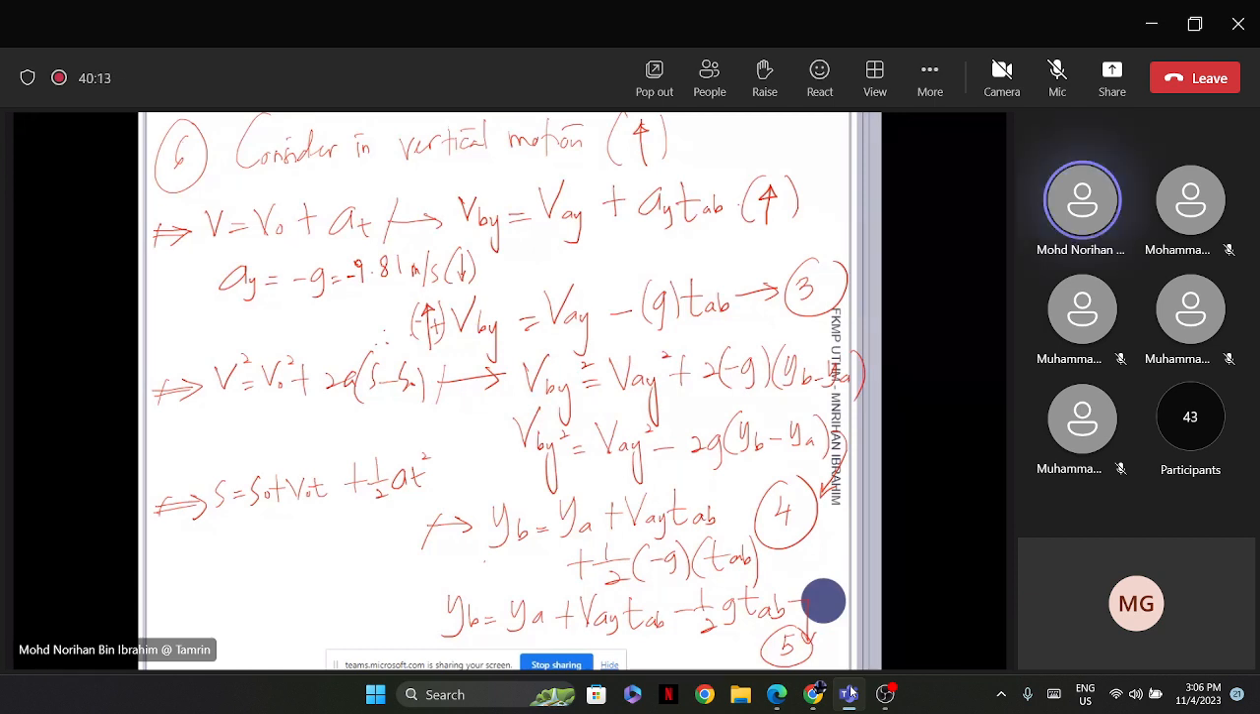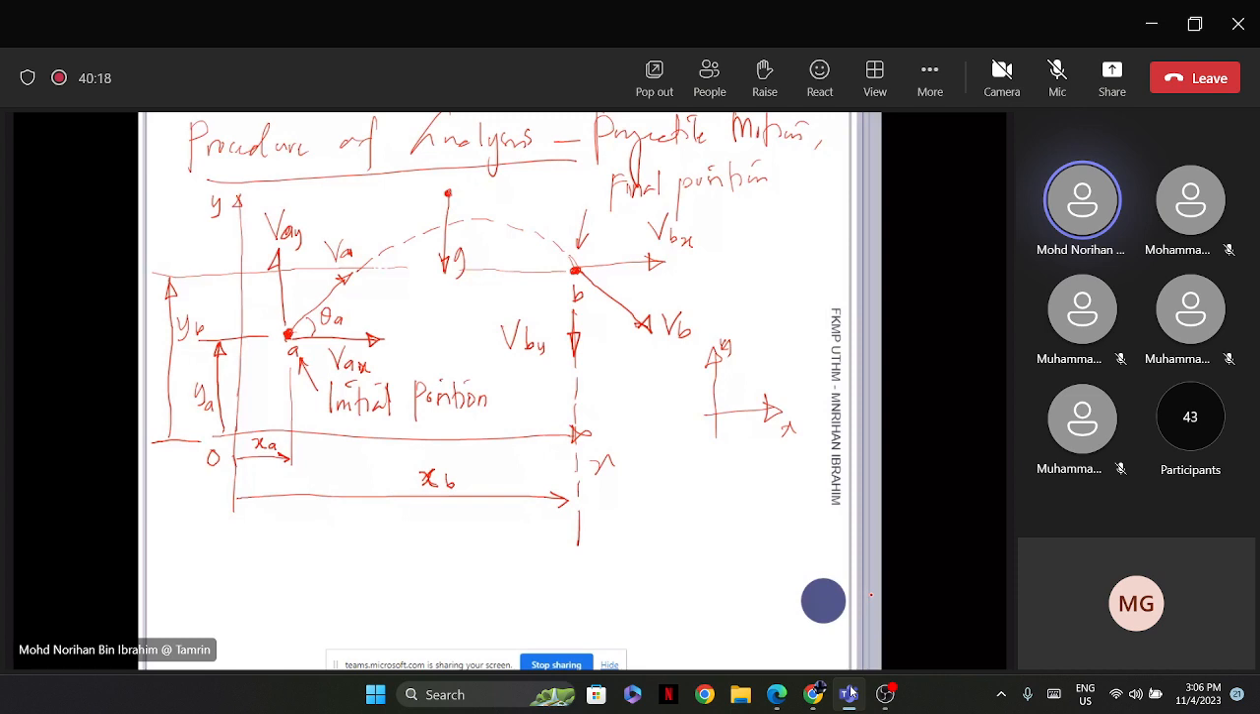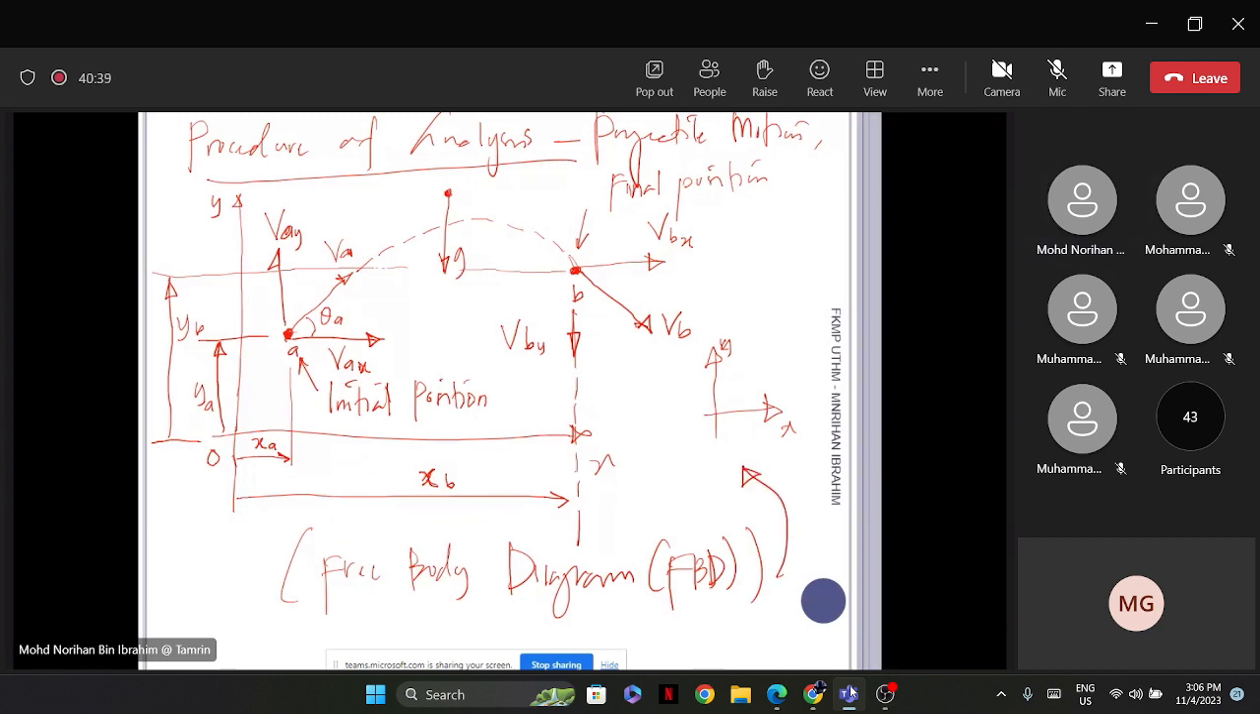So of course you need to come up with the free body diagram initially. This one is the free body diagram, FBD. You need to illustrate all of this, expanding it into the components of x and y respectively. Then we can proceed to apply the constant acceleration equations, and through that we can solve the problem concerning projectile motions.